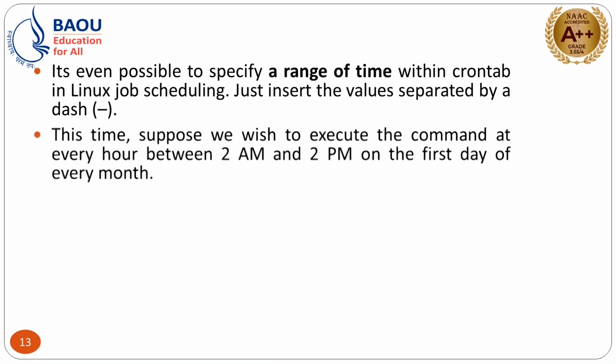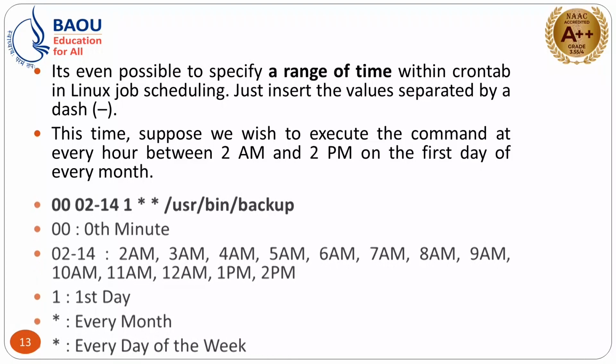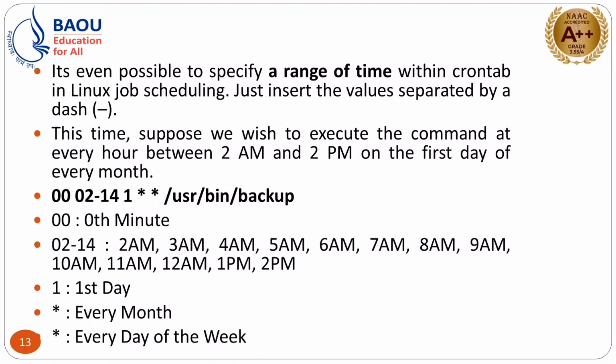In the same way, if you want to assign a range, then you can specify the range. You can see the example on the screen: 0th minute, then 2-14. Here the dash sign that I am mentioning means every hour that particular job, here the backup command, will run, because we have scheduled 2 am, 3 am, 4 am up to 2 pm, right? So this is the range. Then the first day of every month and every day of the week. So these are the specifications if you want to execute a particular command at multiple times or in a range.